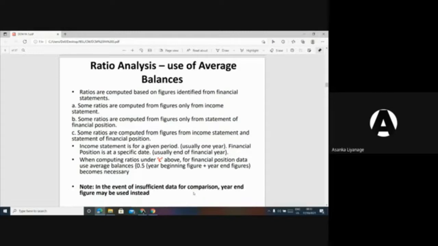And the other thing is, when you take only the figures from the income statement, don't take any averages. Therefore, under point A, under point B, there is no necessity to take the average balances. But under point C, when you are getting data from income statement and getting data from balance sheet for ratio calculation, the figures from the balance sheet or statement of financial position should be average figures. How to calculate average? Year end figure plus year beginning figure, divided by 2, or take the total and multiply by 0.5.